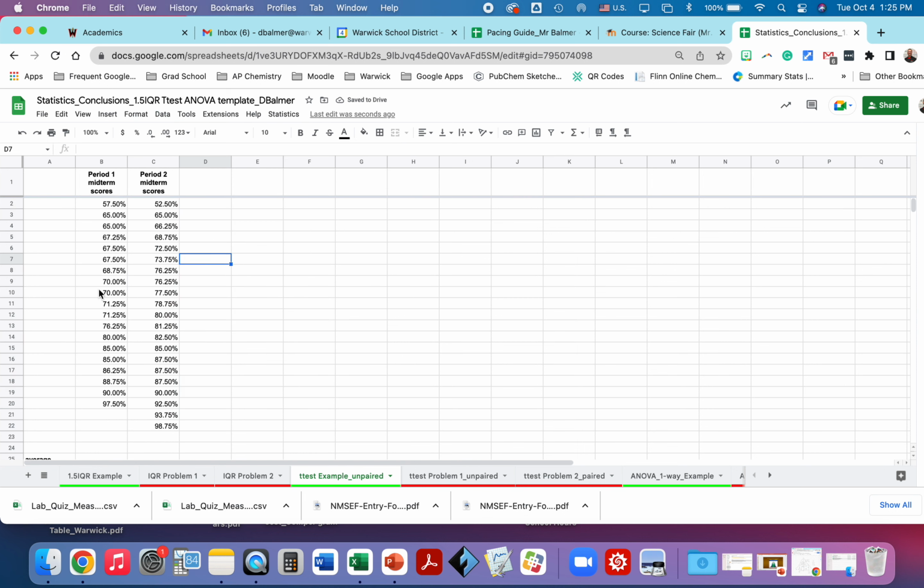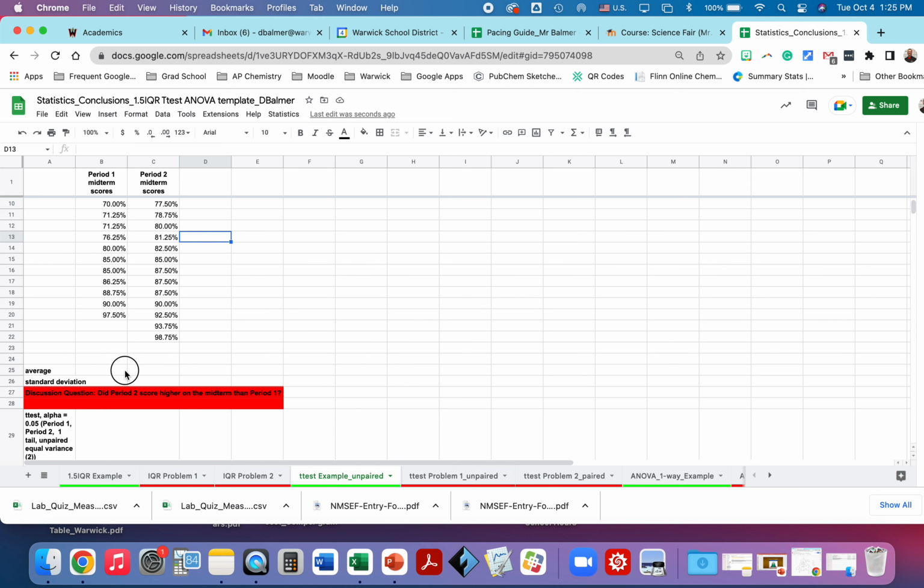So looking at all this data, I could see the lowest scores were in the 50s and the highest scores were in the upper 90s. So some students really did well on this midterm. But just looking at the data, I can't tell if there's a difference between these two groups. So we're going to do some statistical calculations.